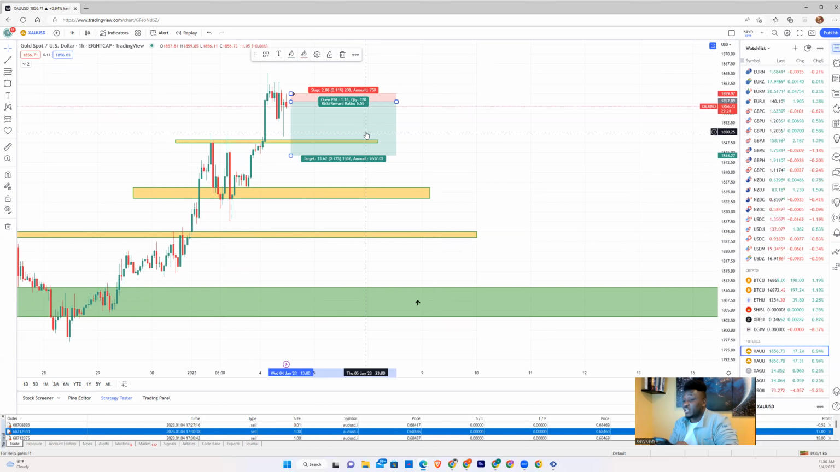And my sister is trading as well. She's just texted me. So yeah, we trade as a family. But anyway, gold, me like this trade.